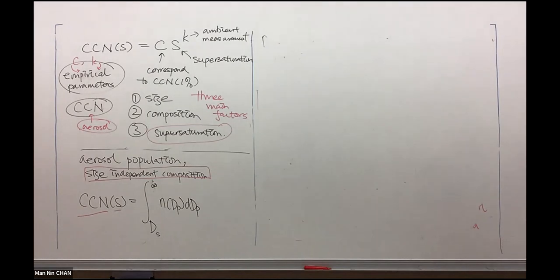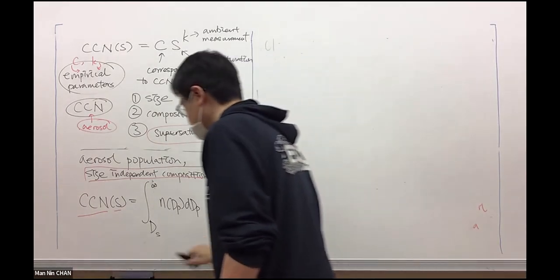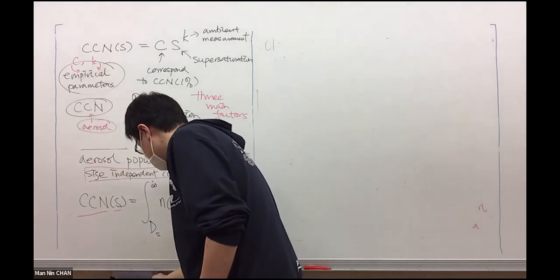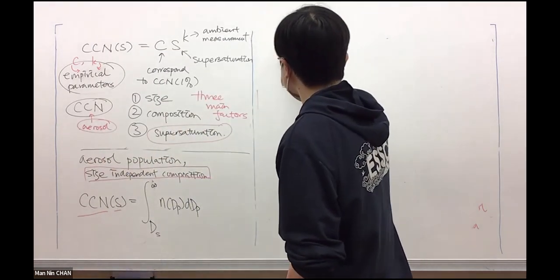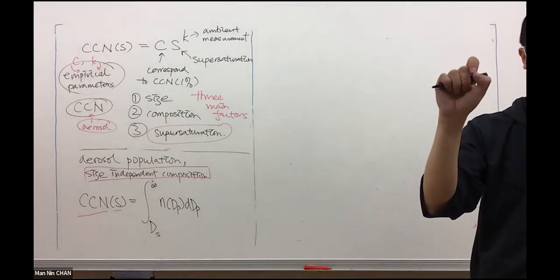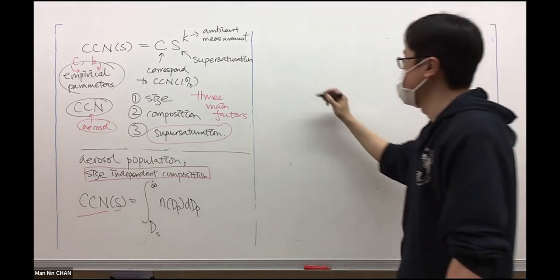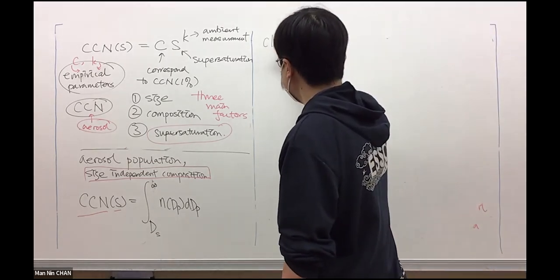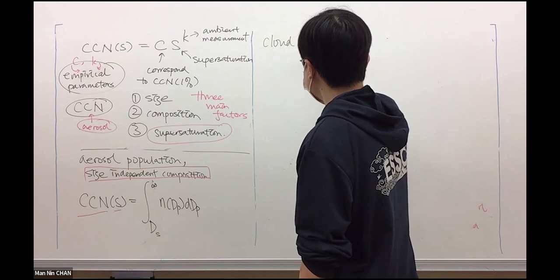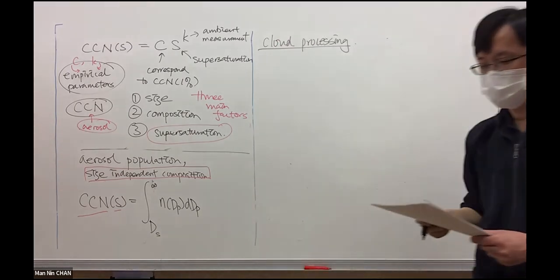Okay. So I want to talk a little bit about some cloud processing. So we talked about the aerosol and cloud. Remember, we focused on a single aerosol, and then you activate and form a cloud droplet. And once you have a cloud droplet, I want to talk about what we call cloud processing.